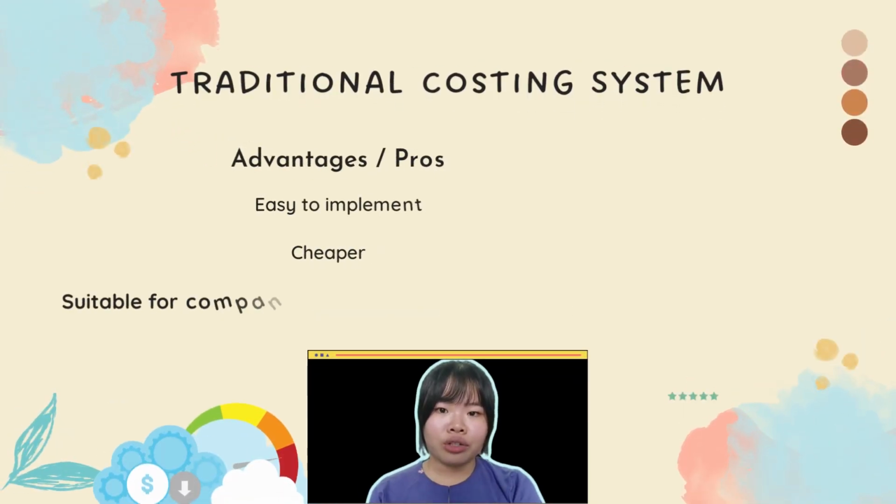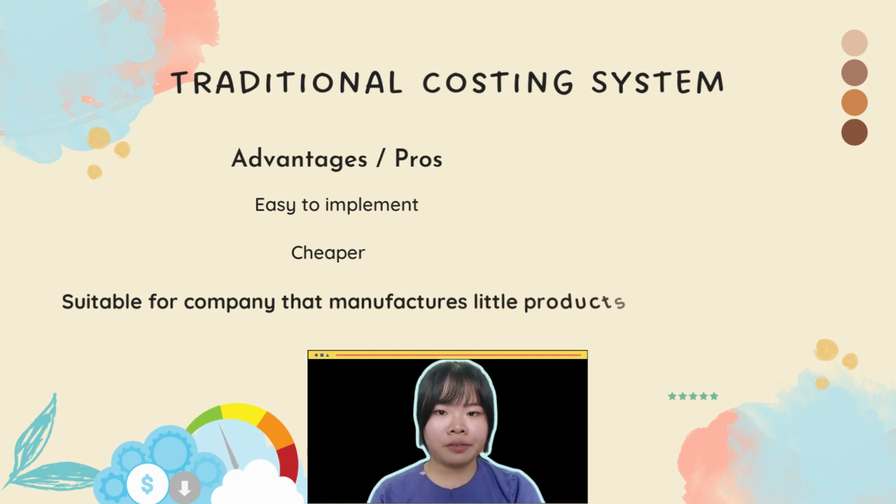So the traditional costing system is best for manufacturers that only manufacture a few different products with simple preparation steps to allocate the overhead costs.